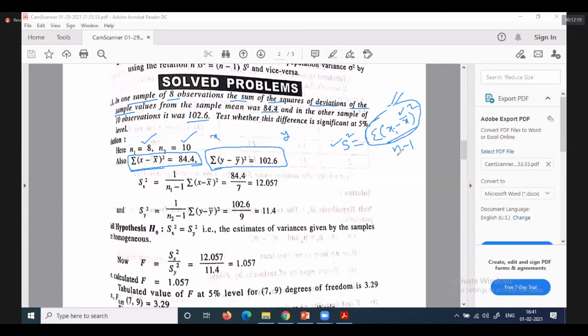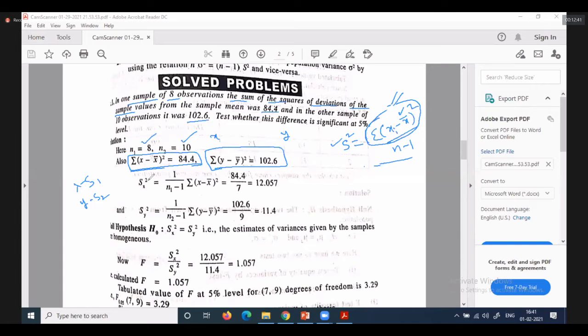We know the variance formula. This is the variance formula. See, the numerator part we know; in the question they have given it. Okay, s suffix x square. That means the x is there, that is the first random sample, sample 1. Y is there, that is the second random sample.